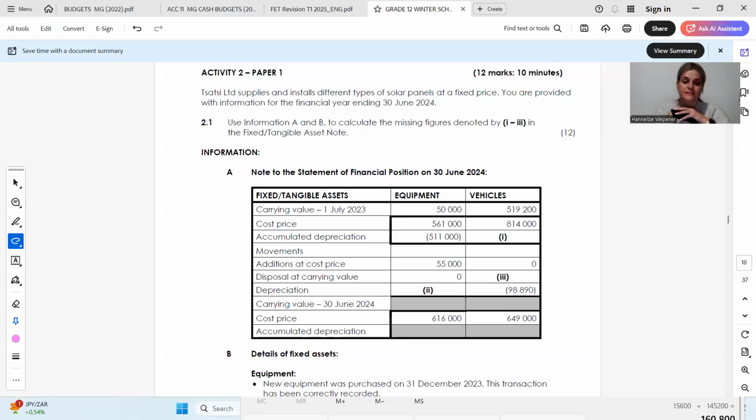You're seeing that fixed assets is a bit of a headache. I thought I'd do another one. And I'm doing this one now for the first time. I haven't seen this question that I know of.